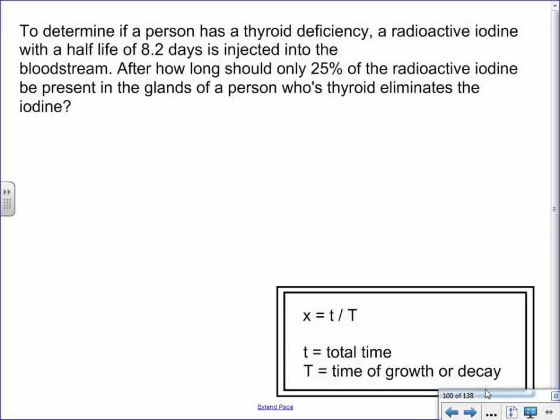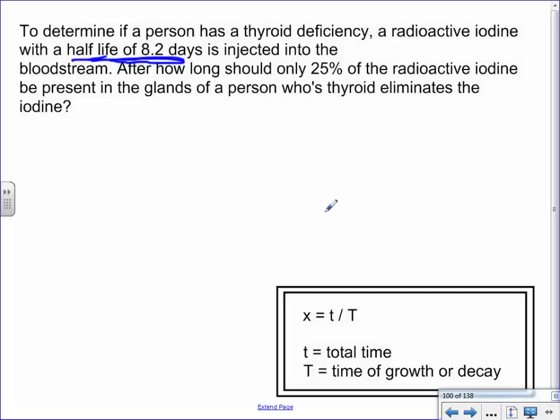Okay, let's try another one. Okay, word problem. You've got a thyroid deficiency. I don't even think it matters what that is, but they throw in a radioactive iodide with a half-life of 8.2 days. This little piece of information here gave you a ton. Do you guys talk about this in bio? Sweet. Okay, so overlap. What does a half-life imply?